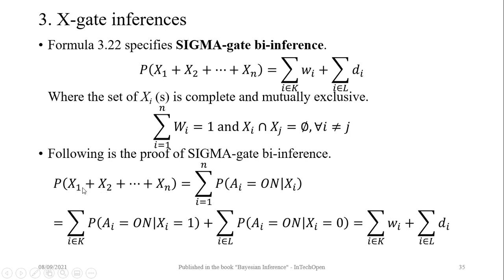Probability of Si1, Si2, ..., Sn equals the sum of probability of Ai on given Si1 for i from 1 to n, equals the sum of probability of Ai on given Si1 where i belongs to K, plus the sum of probability of Ai on given Si0 where i belongs to L, equals the sum of wi where i belongs to K plus the sum of di where i belongs to L.